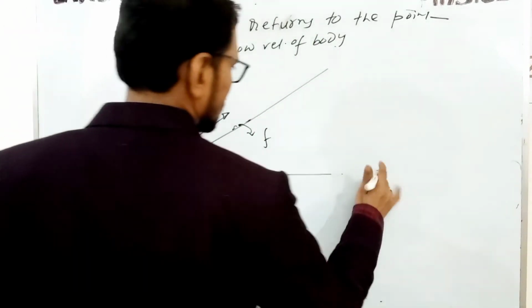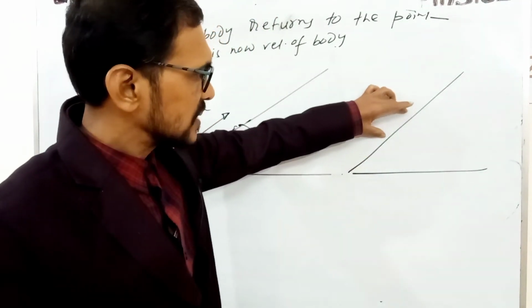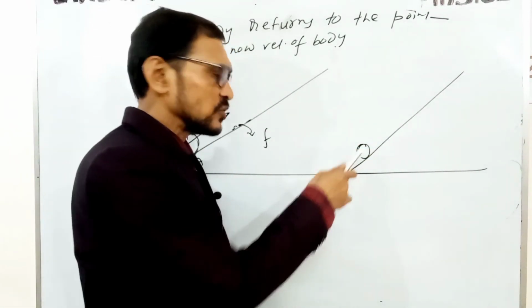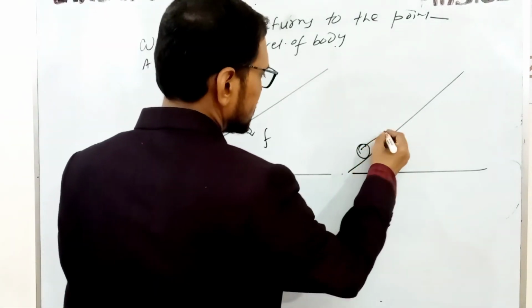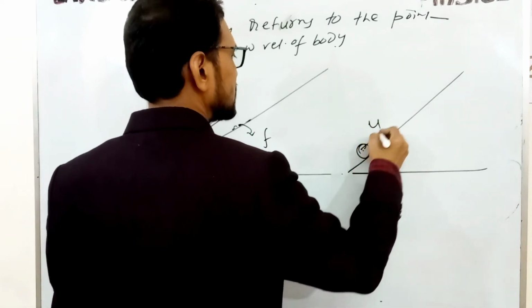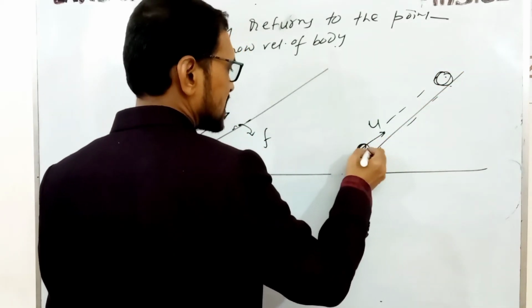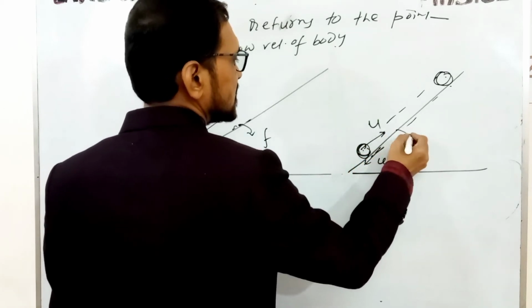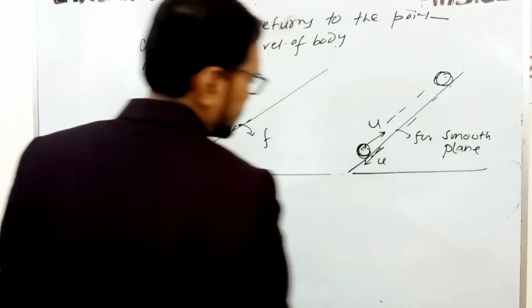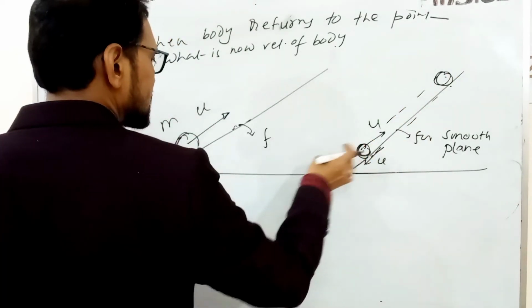We know if the inclined plane is smooth, then the body regains its velocity when it returns to this position. So if the velocity is u, then the body moves up this, and when it returns back and reaches this point, the velocity is u. This is for a smooth plane, because there is no friction. So if the velocity here is u, then when it returns to this point, it is u.